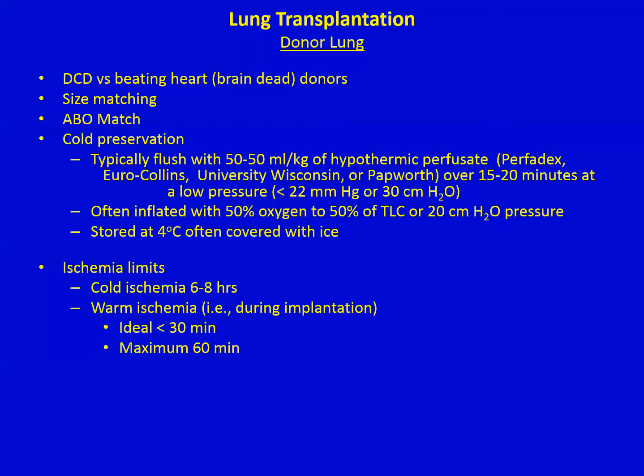The donor lungs are typically preserved by first flushing them with a large volume of hypothermic perfusate, often then inflating them with 50% oxygen and storing them at 4 degrees temperature. The accepted cold ischemic limit is somewhere between 6 and 8 hours, and the warm ischemia, i.e. the time that the lungs aren't cold, such as during implantation, it's ideal that this be less than 30 minutes and a maximum of 60 minutes.